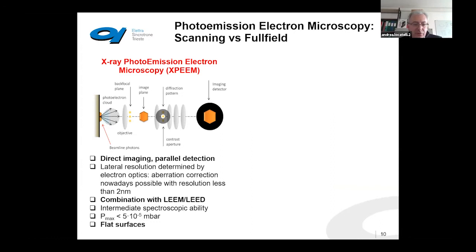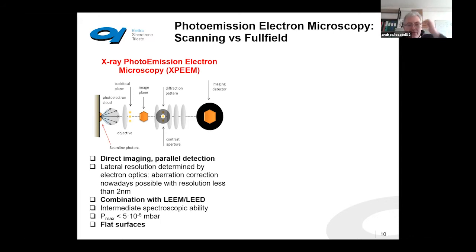The beamline photons, or whatever light source you may consider, for example a laser or a mercury lamp, is focused on the sample. Photoelectrons are emitted, and then you have a more or less complex piece of electron optics which produces a magnified image of the sample on a two-dimensional imaging detector formed by an MCP coupled to a phosphor screen and then a CCD for computer acquisition.